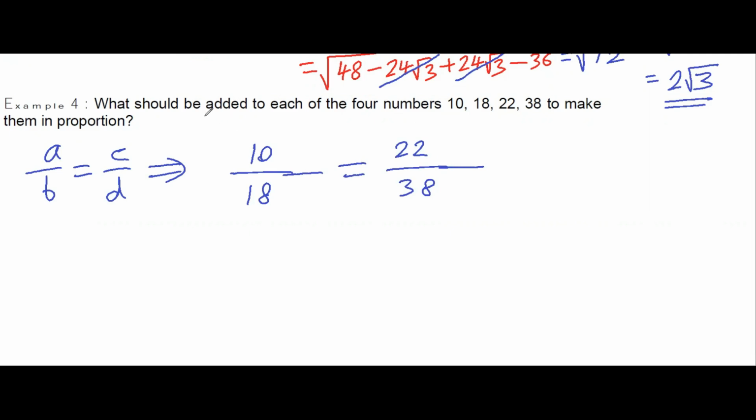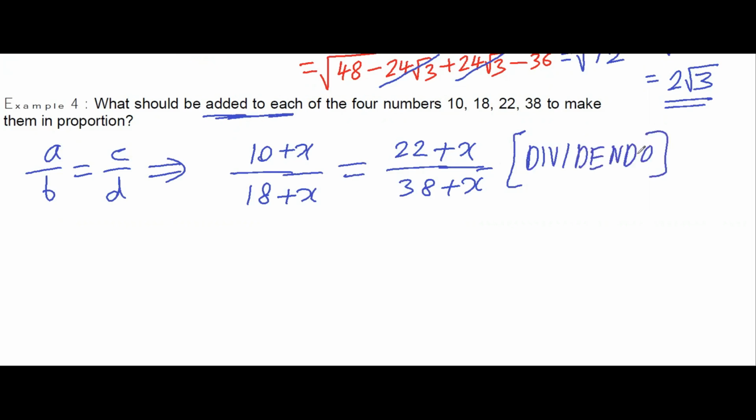How? By adding x to each of the four numbers. So I am going to add this x everywhere. Then what property can I apply? There are many ways. You can cross multiply and do it, but I am going to apply the property of ratio and proportion. What is that? Dividendo. What is the meaning of dividendo? The meaning of dividendo is numerator minus denominator.